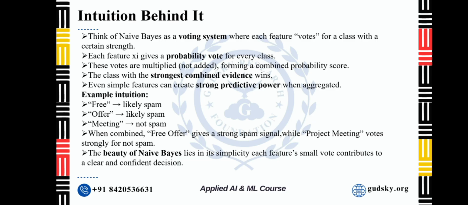It's not adding words like 1 plus 1 plus, it's multiplying probabilities. Even a single strong clue can have huge influence. For example, if free has 0.9 probability of appearing in spam, that single feature can tilt the overall prediction quite heavily. So even though the features are treated independently here, their collective effect forms a confident decision, and that's why naive Bayes can work so efficiently. It uses simple math, but it builds strong evidence based predictions.